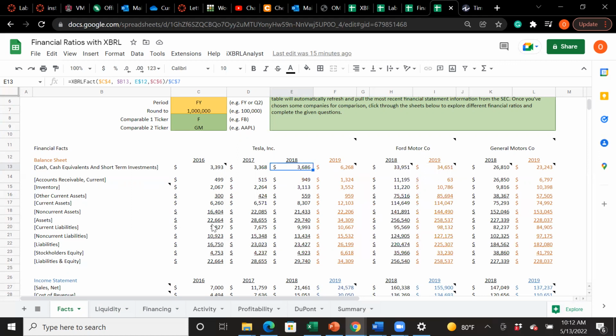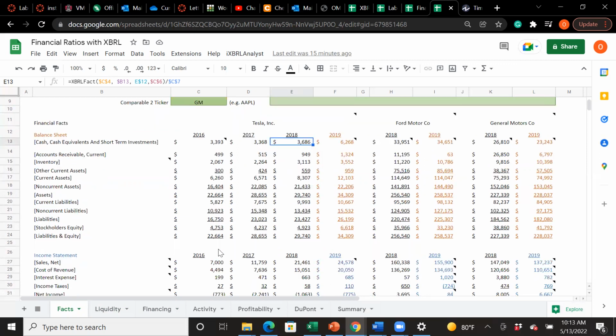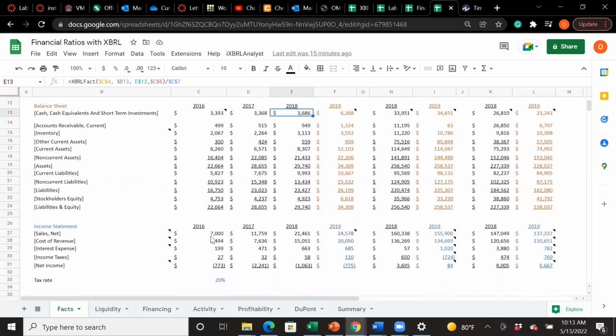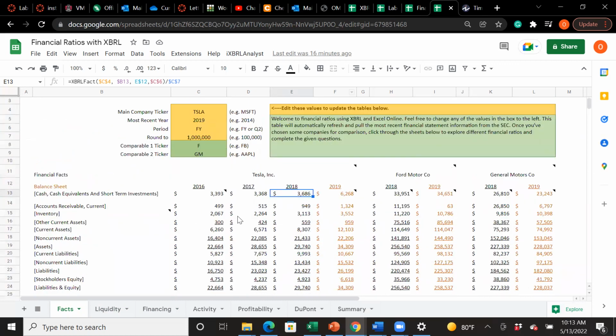But we're focused on current liabilities, and they've gone up, but I don't think that's a problem just because they're also making a lot more money in sales. You can see in 2016, they had 7,000, went all the way to 24,000. And so that's literally 3 times as much, whereas their liabilities just doubled.